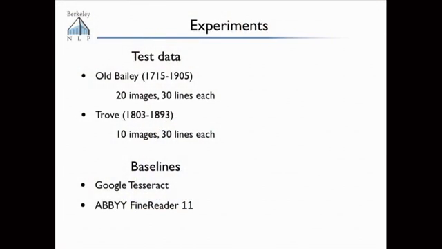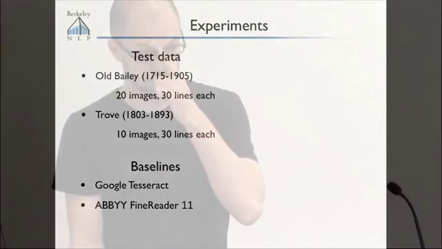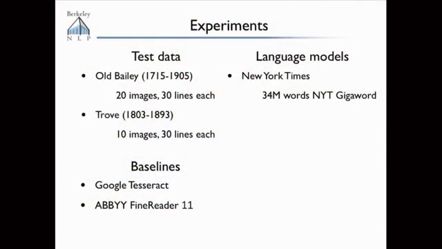Well, we compare against 2 different baselines. The first is Google Tesseract, which I mentioned earlier. The second is a state-of-the-art commercial system called Abbyy FineReader. And this is actually the system that was chosen by the National Library of Australia to automatically transcribe the documents they had in Trove. I'll show you experiments with 2 different language models.